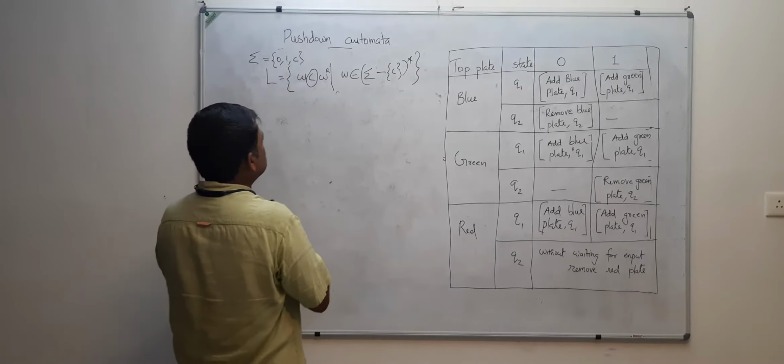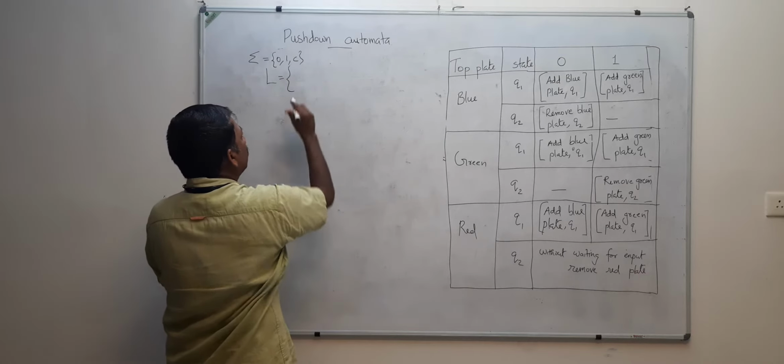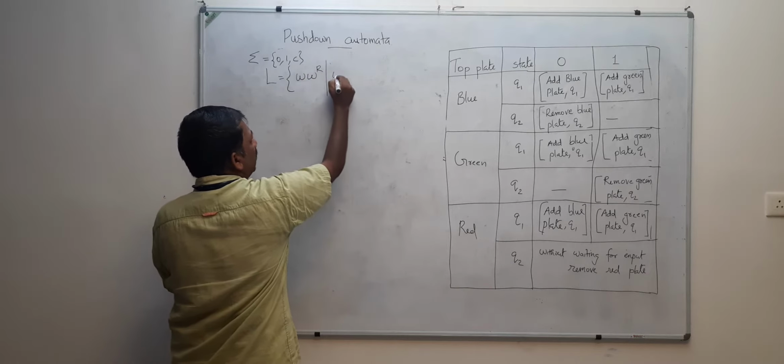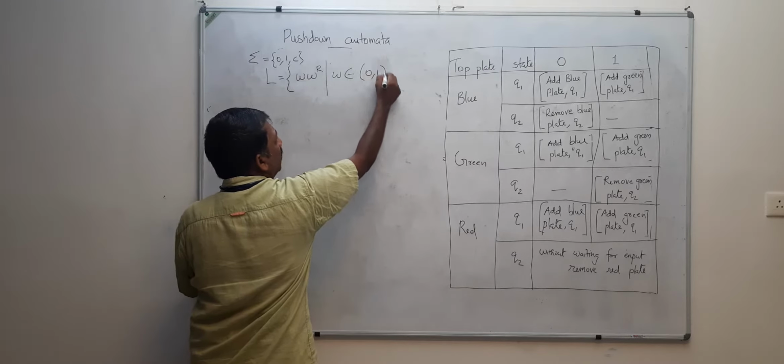Here L is equal to W W raised to R, where W is an element of 0, 1 star.